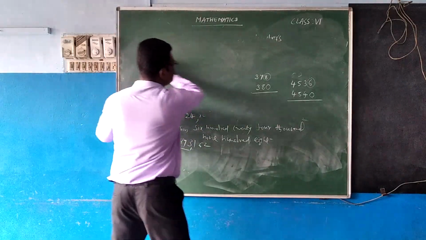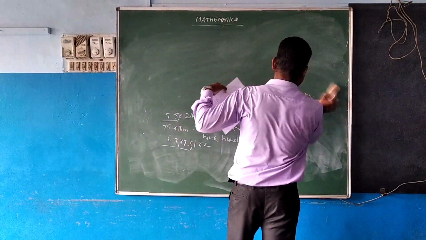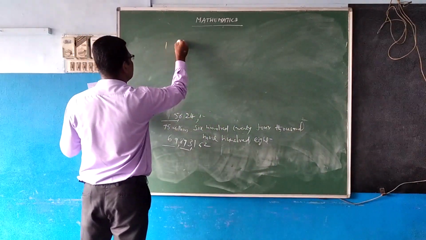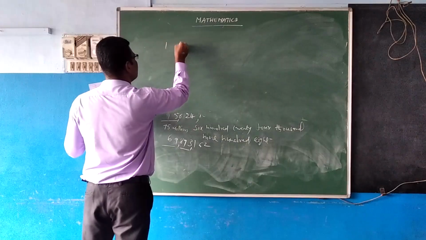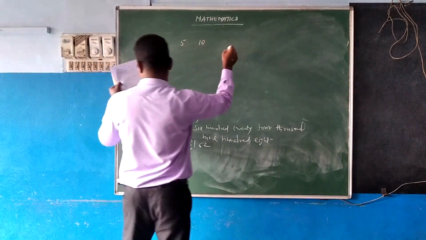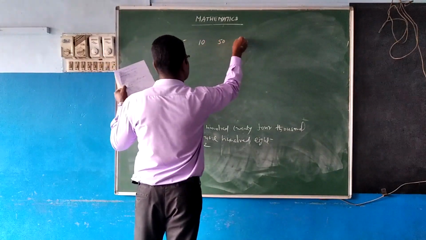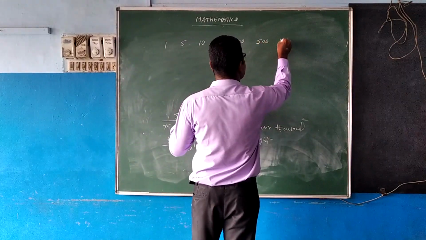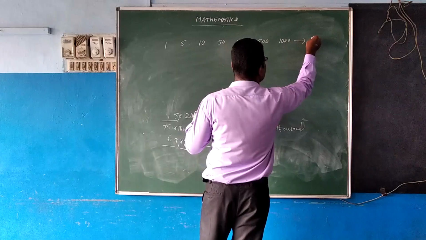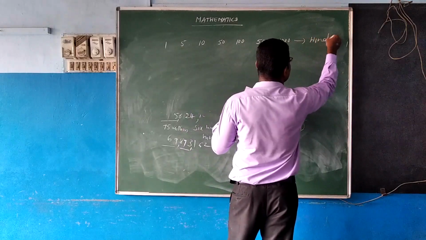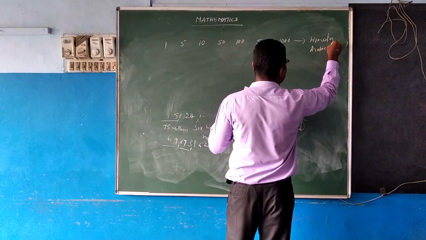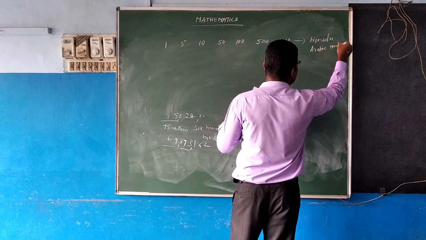The last concept is Roman numbers, isn't it? The numbers which we are using, like 1, 5, 10, 15, 100, 500, 1000, are called what? Hindu-Arabic numbers. This we are using.